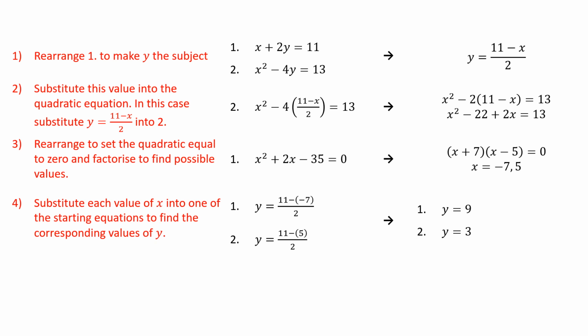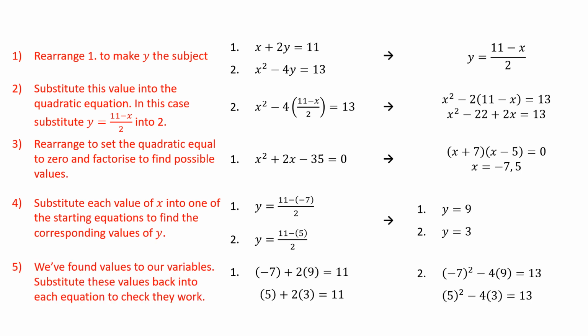So in this case, because I already worked out what y is equal to, I just left it like that. So I've got y is equal to (11 minus x), which is minus 7 for the first one, over 2. So in this case, y equals 9. So my first solution pair is minus 7, 9. And then my second solution pair is going to be y equals 3. So the pair is 5, 3. And then you can check this, and it does work out to be correct.